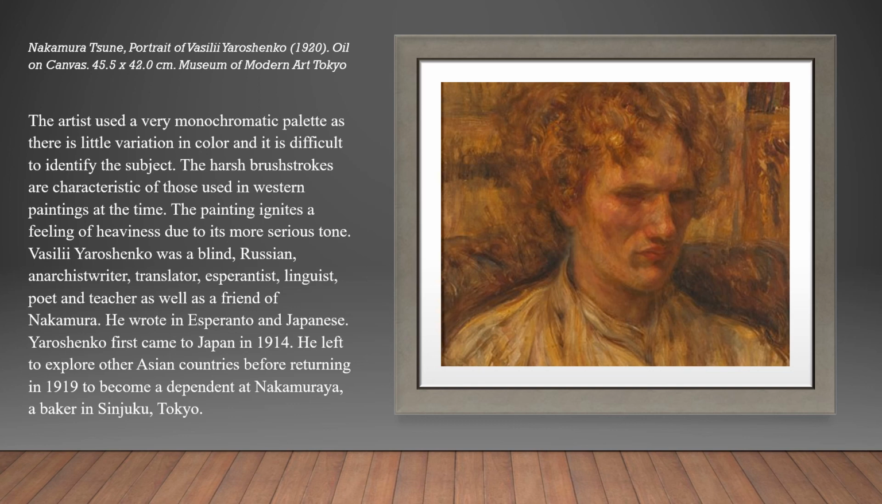Vasily Yaroshenko was a blind Russian anarchist writer, translator, Esperantist, linguist, poet, and teacher, as well as a friend of Nakamura. He wrote in Esperanto and Japanese. Yaroshenko first came to Japan in 1914. He left to explore other Asian countries before returning in 1919 to become a dependent at Nakamura's bakery in Shinjuku, Tokyo.